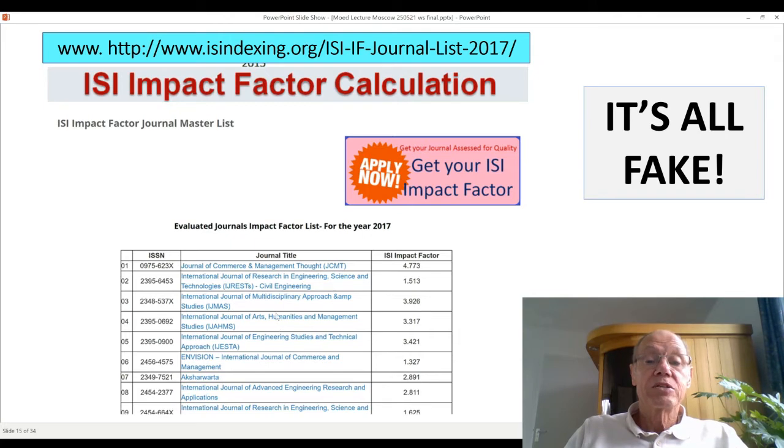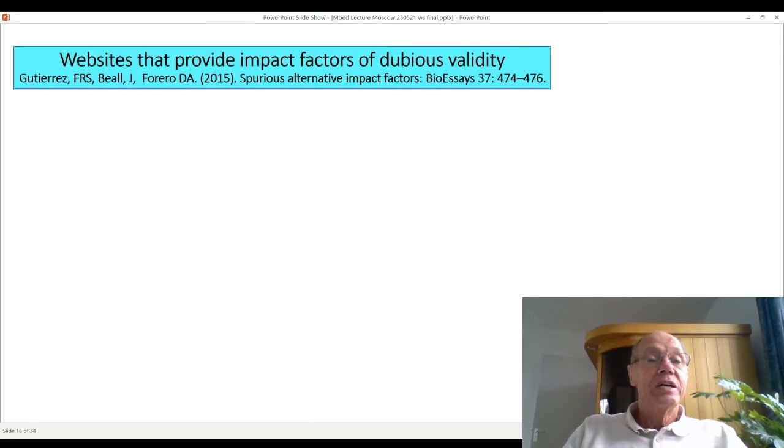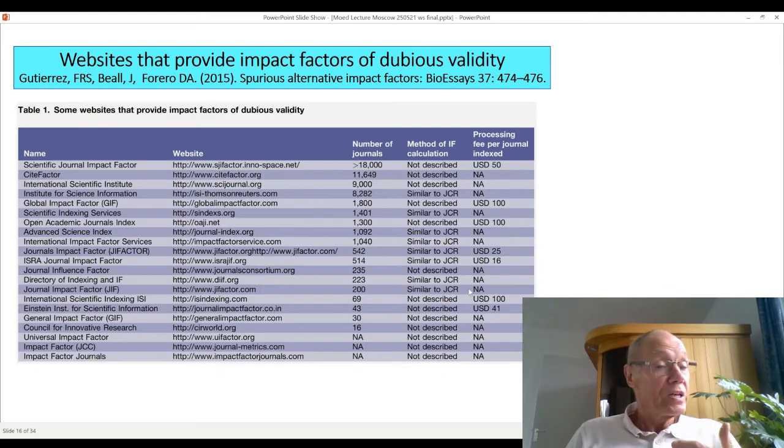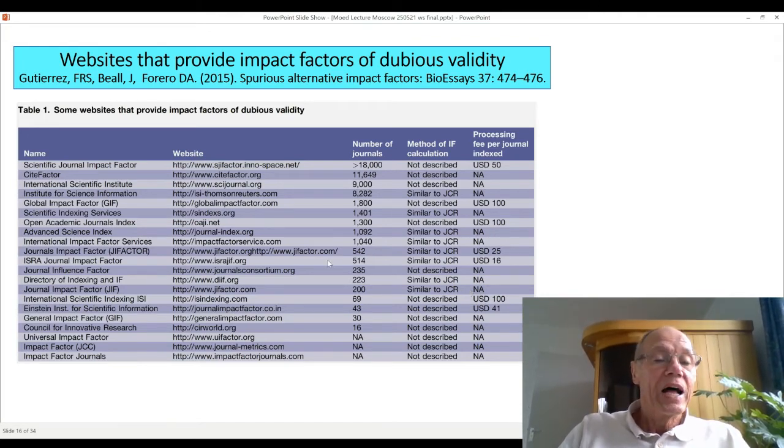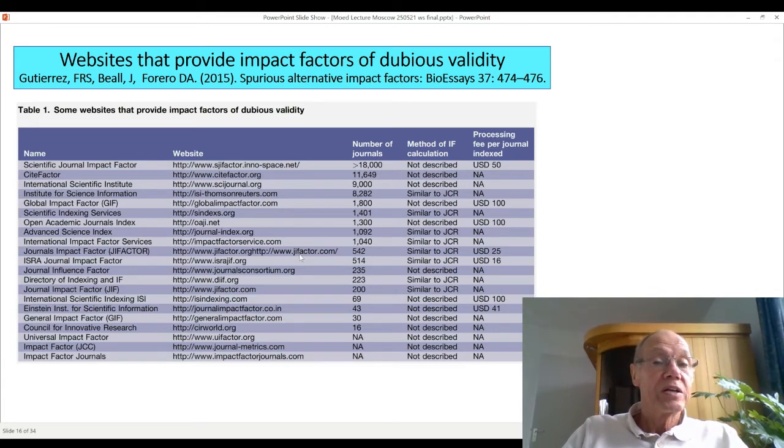These journals may exist, but they are certainly not covered by Clarivate's Web of Science, and there is no ISI impact factor available at all for these journals. So this is a problem, and it's not only with this site. Here I have a rather frightening slide that shows you a list of at least some 15 or so other sites with impact factors of dubious validity. So there is a practice now of creating these sites and of promoting these fake, invalid journal metrics.